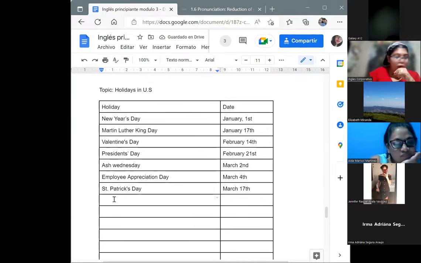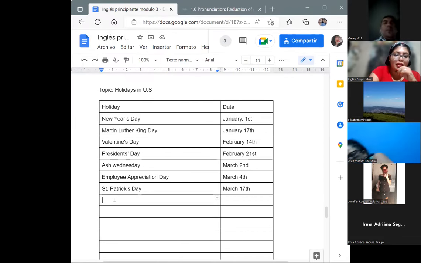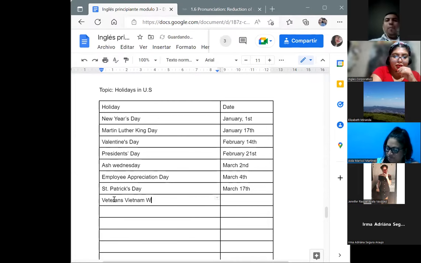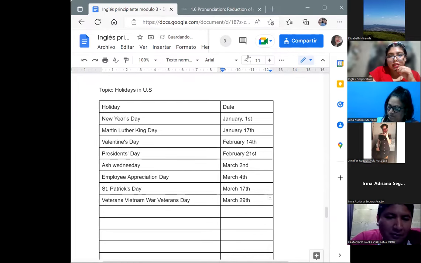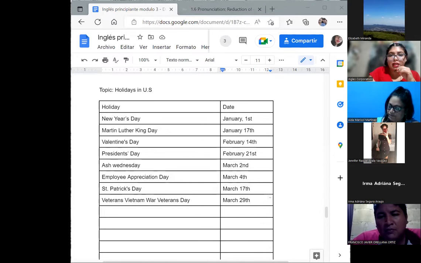We have National Vietnam War Veterans Day, que es el día en que se conmemora a los veteranos de la guerra de Vietnam. Vietnam War Veterans Day. This one is on March 29th. King's Day. Yes, it's in January.